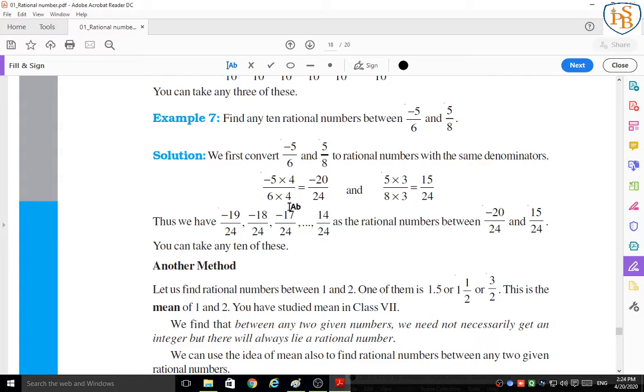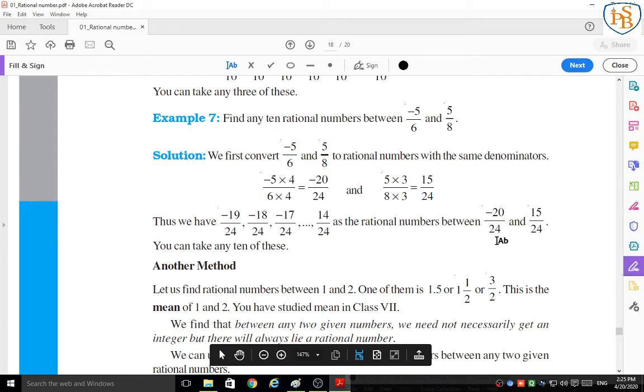Now I have to find the rational numbers between negative 20 upon 24 and 15 upon 24. Between negative 20 and 15 I can write many numbers like negative 19, negative 18, negative 17. So thus we have negative 19 upon 24, negative 18 upon 24, negative 17 upon 24 and so on up till 14 upon 24 as the rational numbers between negative 20 upon 24 and 15 upon 24.